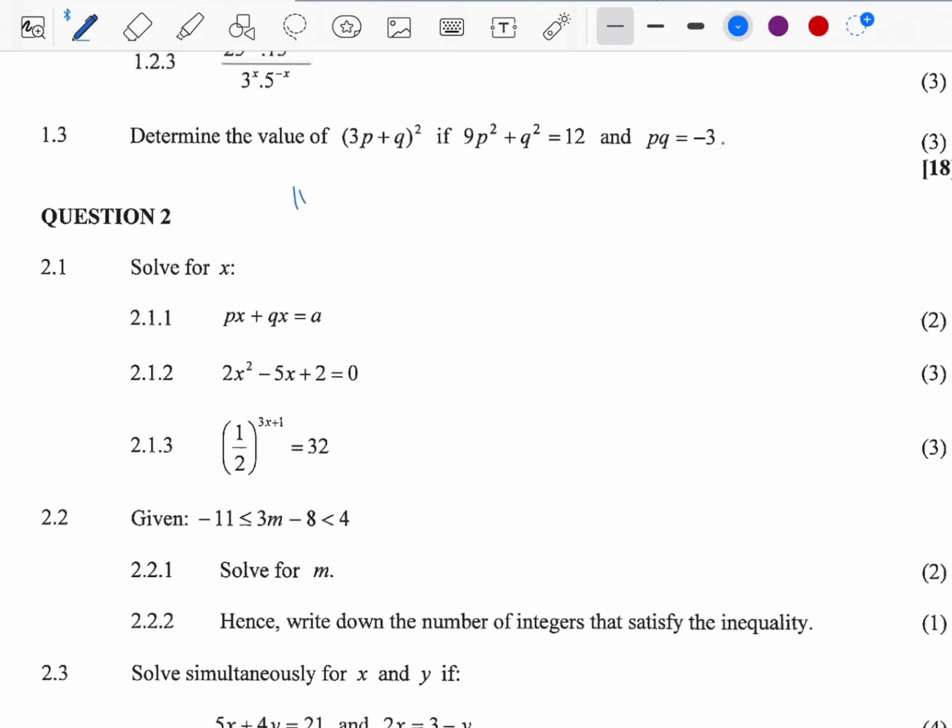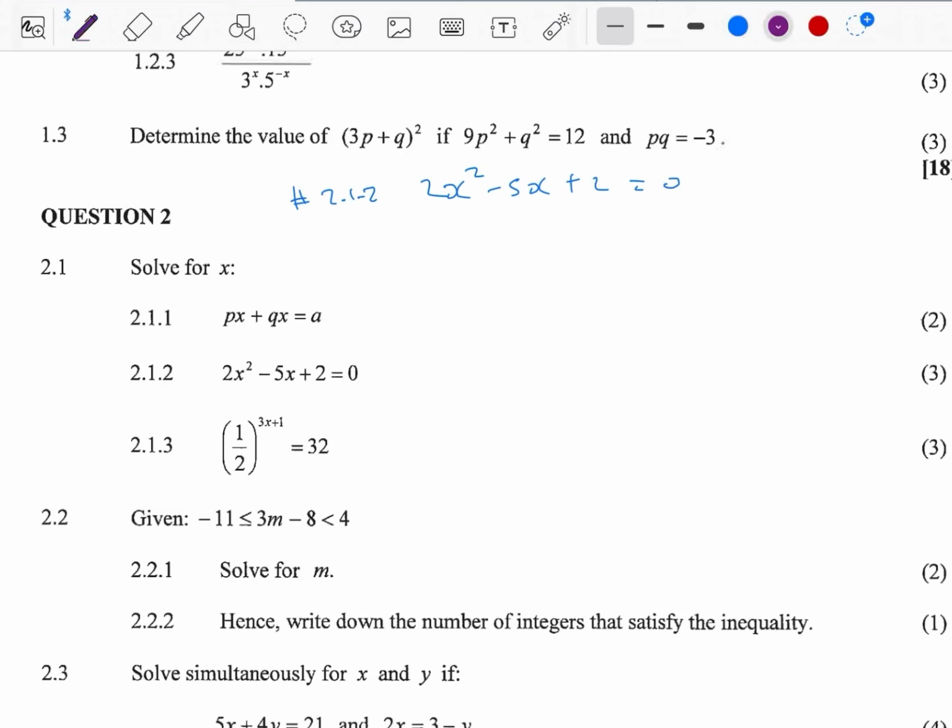Different color. 2.1.2. So you have 2x squared minus 5x plus 2 is equal to 0. Okay, so to solve this problem, there are a couple of ways of solving it, but I'm going to show you how to solve it without using your calculator. You can use your calculator, there are other ways of doing this. You can even use the quadratic formula, but I'm going to show you without using the quadratic formula or a calculator. So how do you do this?